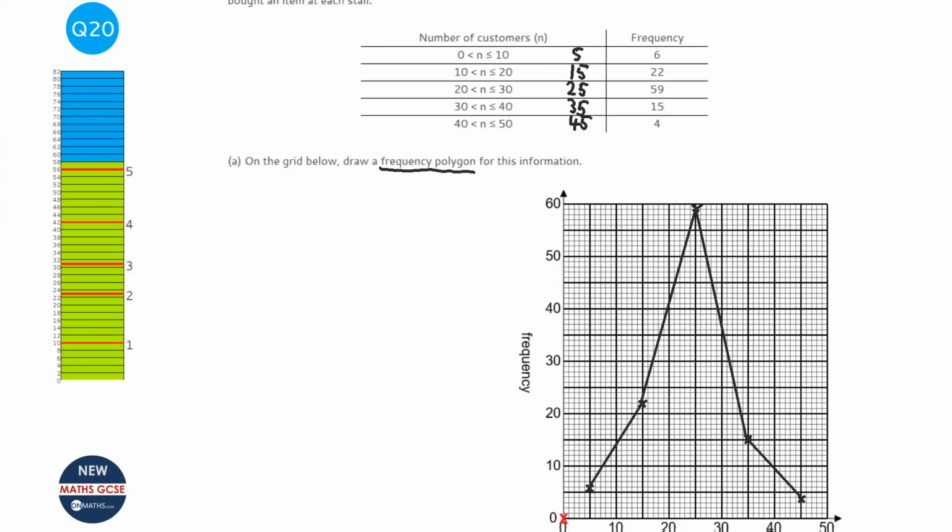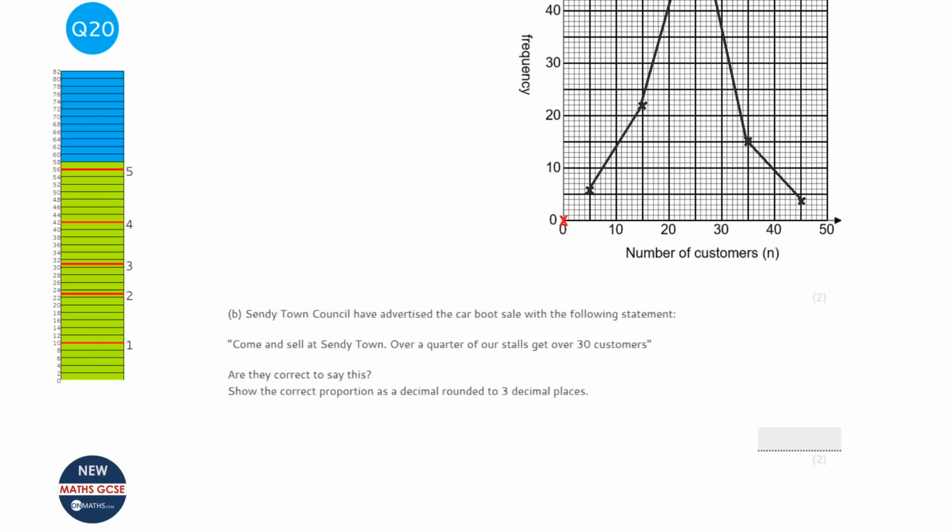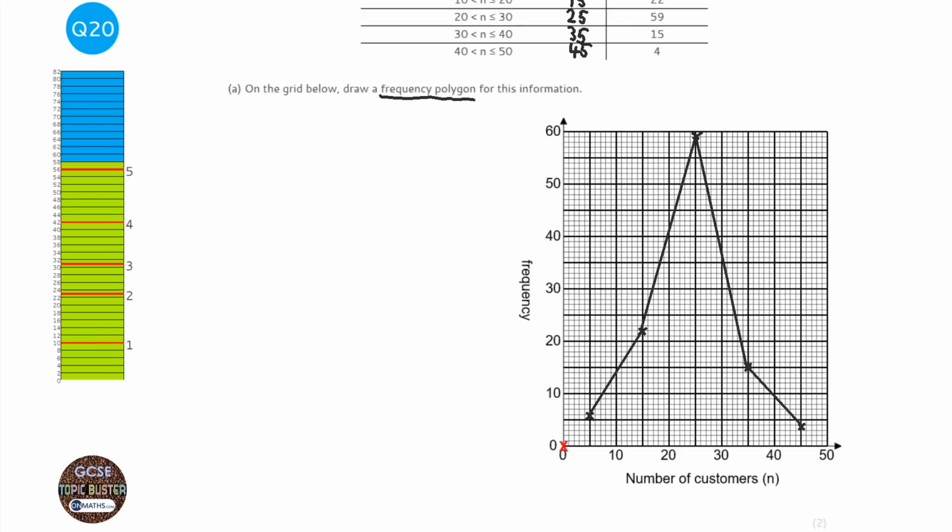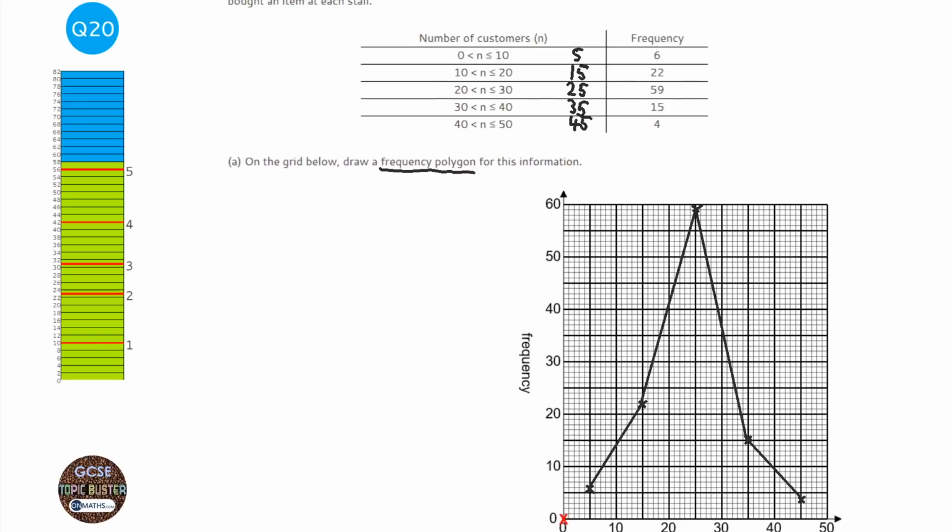Alright, so it says that the town council is saying that over a quarter of the stores get over 30 customers. So we're going to see whether that's right. So over 30 customers would be these two groups here, so 30 to 40 and 40 to 50. So that is 19 altogether.